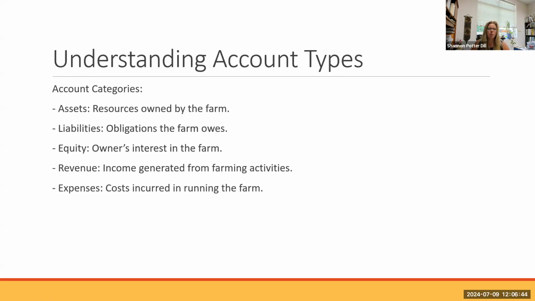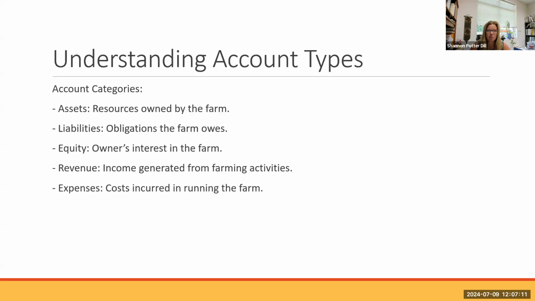All right, so there are a couple of account types, and this is if you're using financial record keeping software that it will be divided into. In a system like QuickBooks, which is probably one of the most popular financial record keeping software, and I do have some screenshots of that, there are assets, which are resources or items that are owned by the farm.